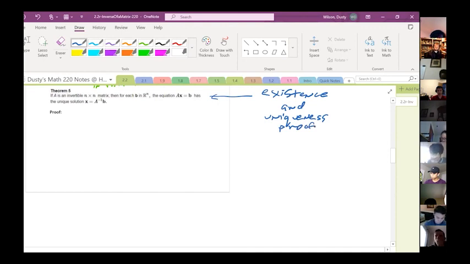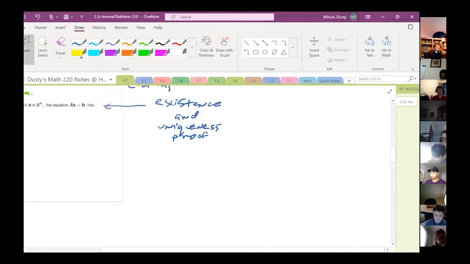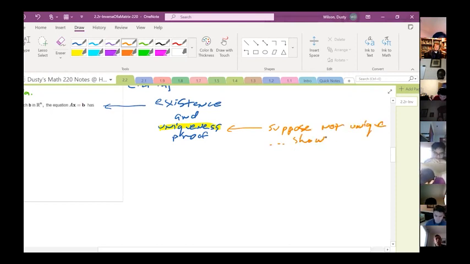We've already done uniqueness proofs. We just did one earlier today. So if you're doing a uniqueness proof, the general concept is that you assume that things are not unique. And then to do an existence proof, basically you have to show that there is a solution. Show at least one instance.